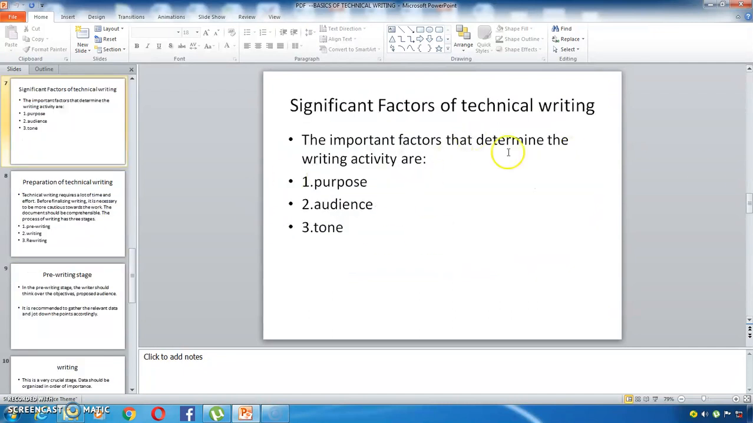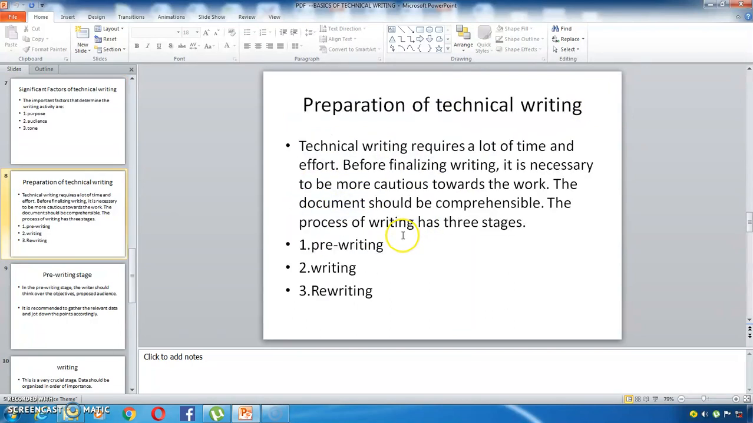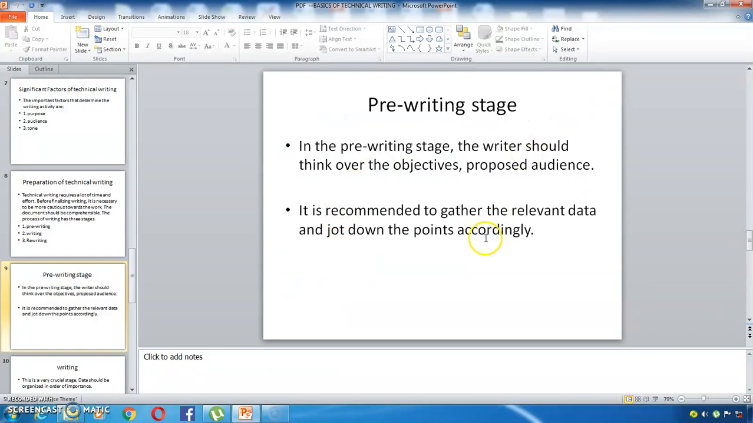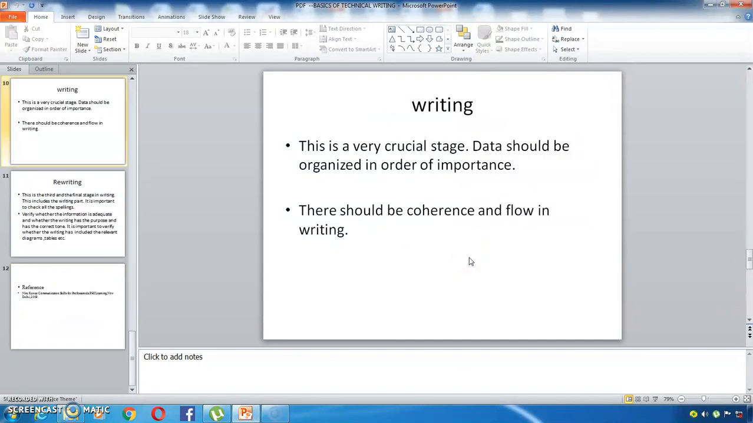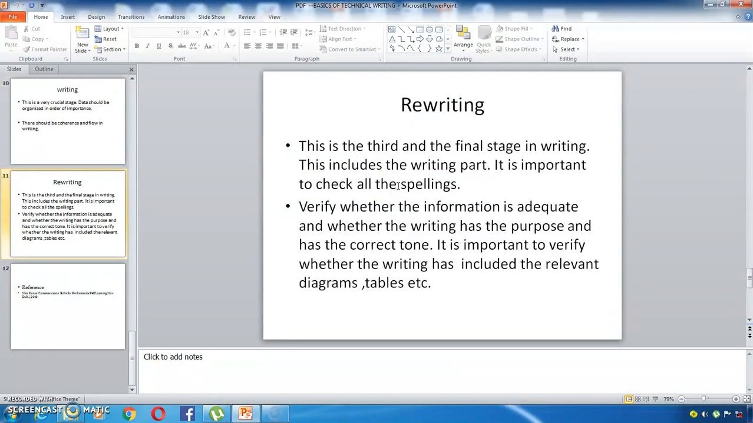And the factors affecting technical writing are purpose, audience, and tone. We should be cautious enough to keep all these things in mind while writing. The stages of writing a technical document are pre-writing, writing, and rewriting. In the pre-writing stage, we should think over the objectives and proposed audience, and it's very, very important to collect the data relevant to this writing. And in the writing stage, it's very important to arrange those points in order, and there should be coherence and flow in your writing. And the last stage is rewriting.